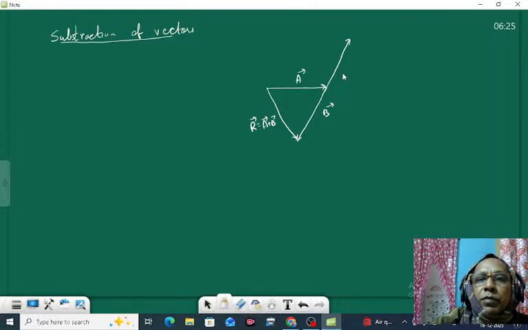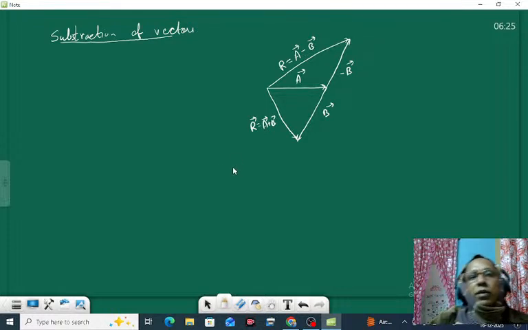This is plus B, therefore since the direction is changed, it will be minus B vector. And if we add these two vectors, it will be A minus B vector, right? So you can see here it is A minus B, therefore the resultant in this case is vector A minus vector B, right?